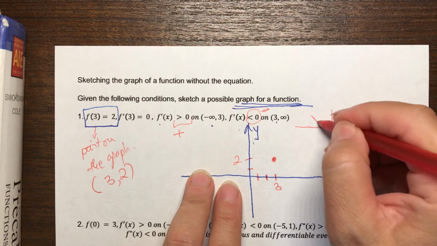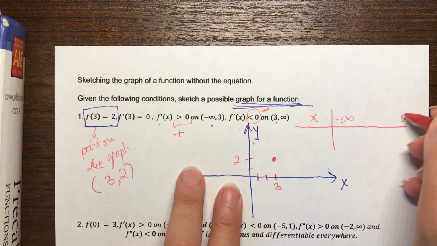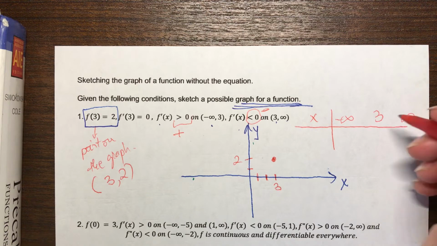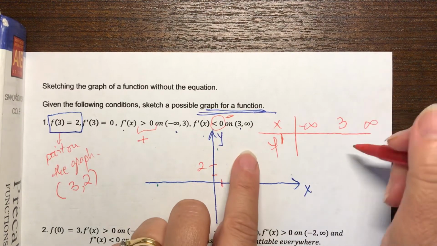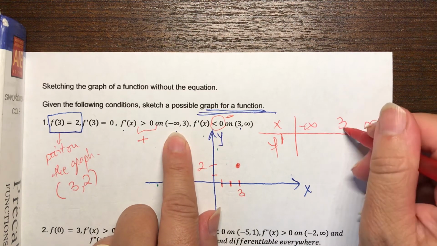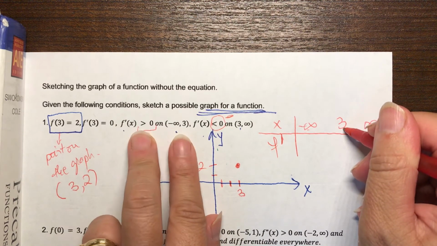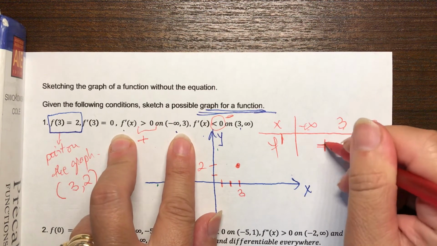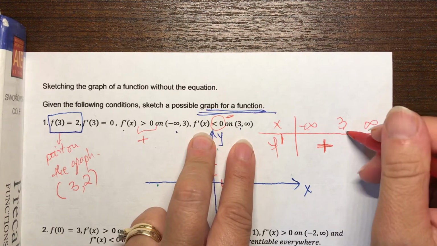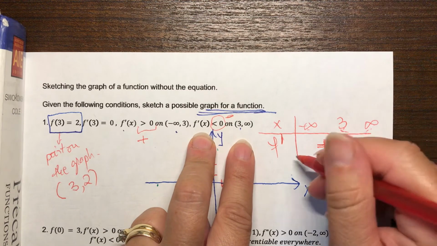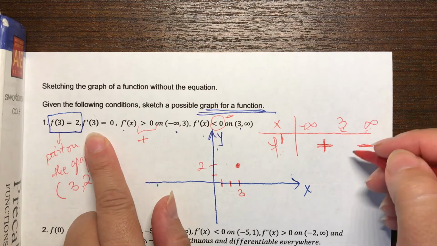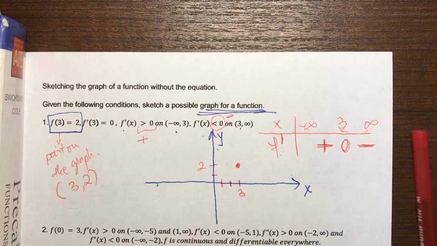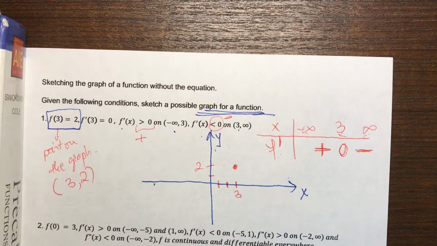So if you want, you can even make yourself that table of values, that sign diagram that says what about your first derivative? That something happens between negative infinity and 3. What happens between negative infinity and 3? It's a positive, yes? From 3 to infinity, yes, your first derivative is a negative. And what happens exactly at 3? It's a 0, yes? So basically, I'm giving you in words a sign diagram.